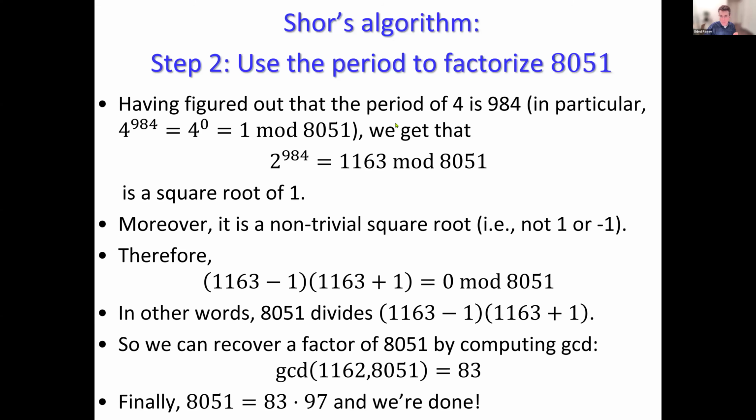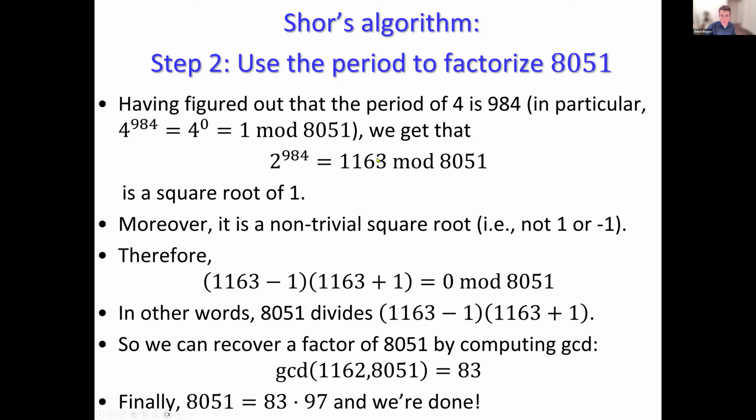But if you remember, I chose 4, and I chose 4 to be a square, because I can then tell you that 2 to the power 984. Okay, so I chose 4 to be a square of a known number. So I know 4 is the square of 2. So 2 to the power 984 is 1163 modulo 8051.